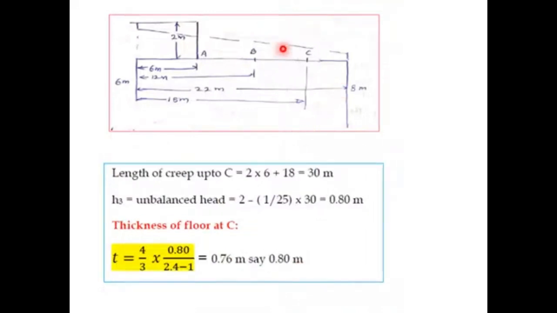And similarly at C we can find the length. It is 2 into 6 plus 18 meters, so that gives 30 meters. The unbalanced head at C will be 2 minus 1 in 25 into 30, so that gives 0.8 meters. Therefore the thickness of the floor is 4 by 3 into the unbalanced head divided by 1.4, that gives 0.76, hence 0.8 meters is the thickness of the floor at C. So this is how you solve the problems by Bligh's theory.